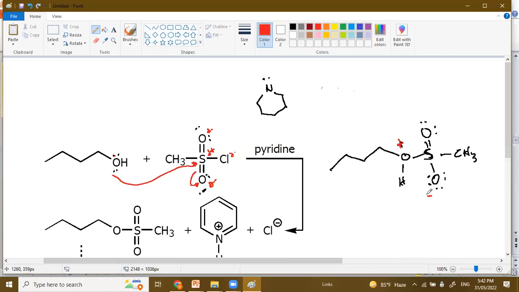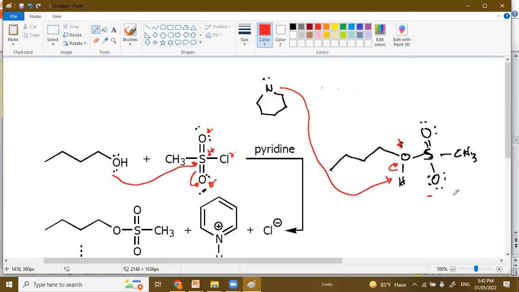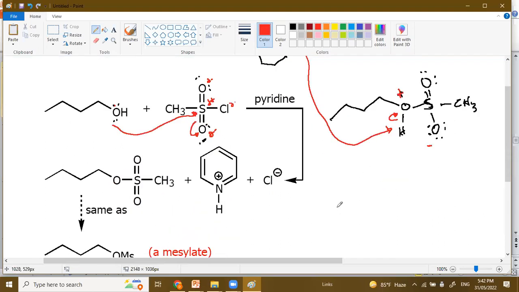Right, so once you have that one, your pyridine will then abstract your proton. Pyridine will abstract your proton. Once it abstracts, it comes back here. Okay, so once that happens, you will have your oxygen deprotonated.